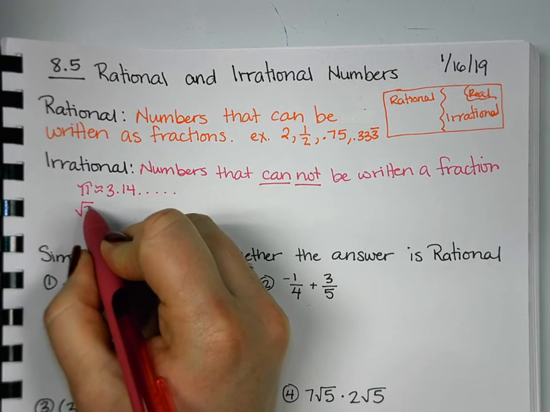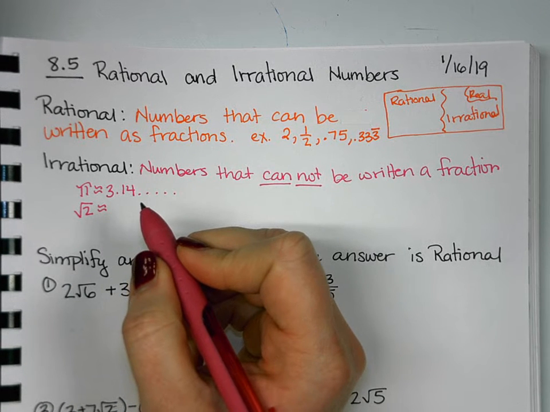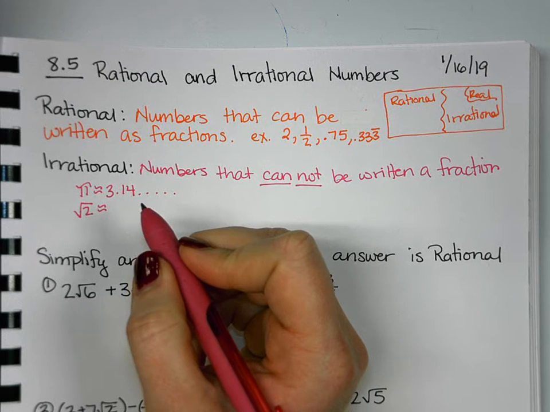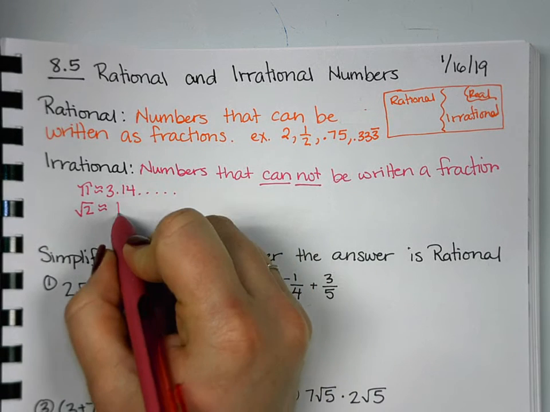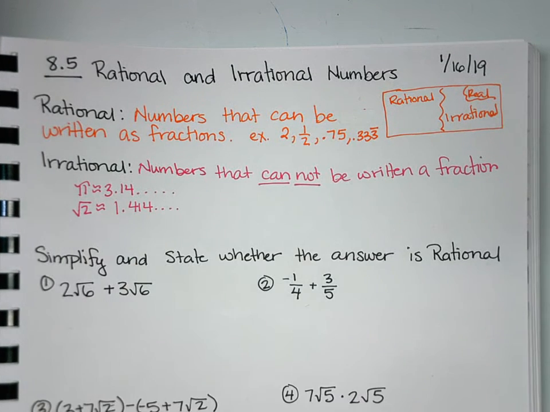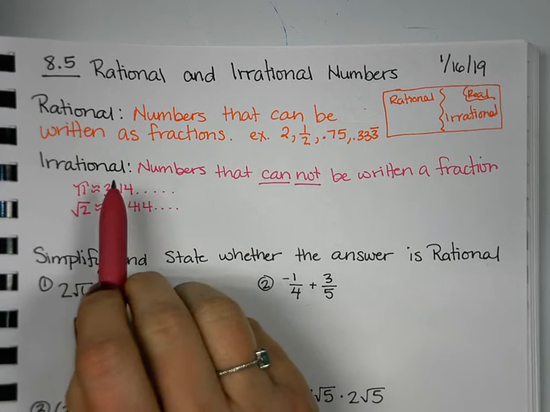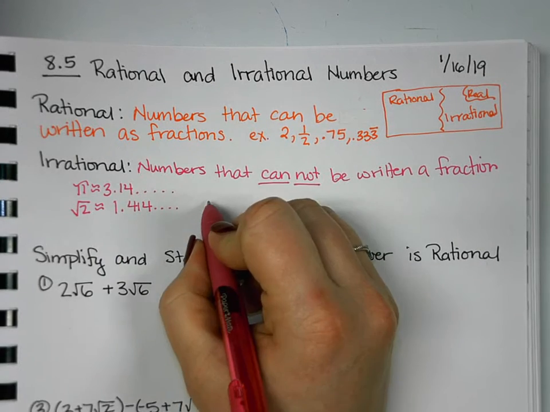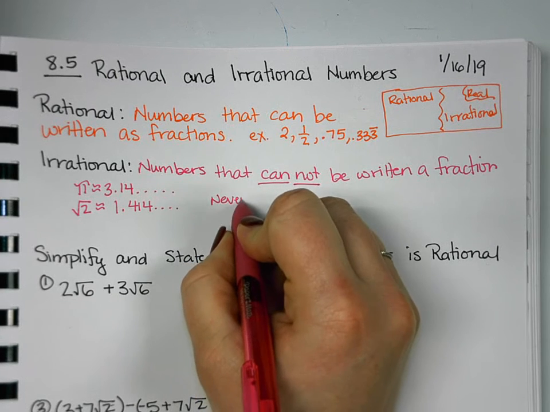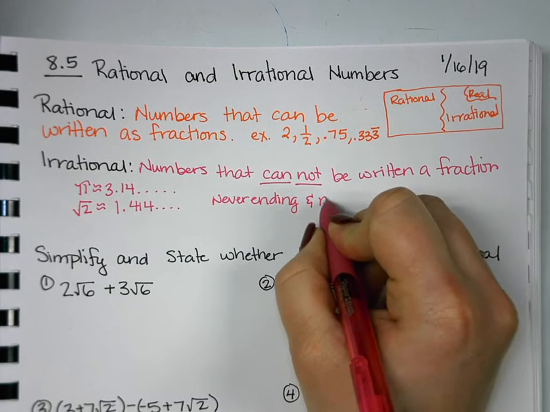Something like the square root of 2. Again, we can do the square root of 2 in a calculator, and we get 1.414 and a bunch of other numbers, but it never repeats. So because it never repeats and it never ends, it can't be rational. We can't write it as a fraction. So the types of numbers that are irrational are going to be the never-ending and never repeating decimals.